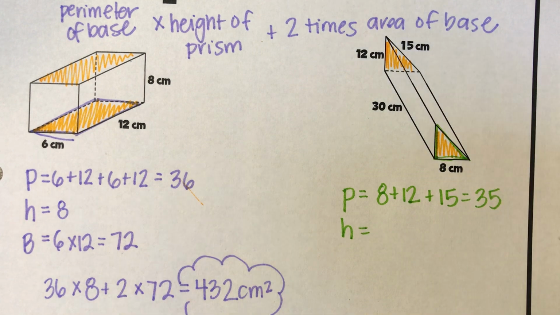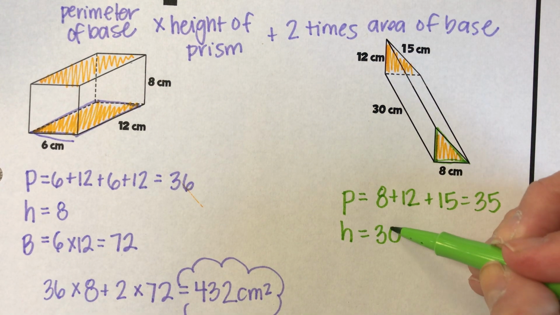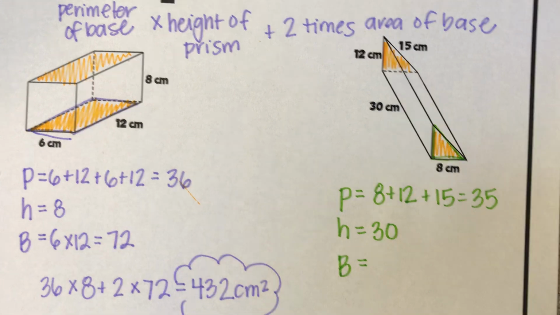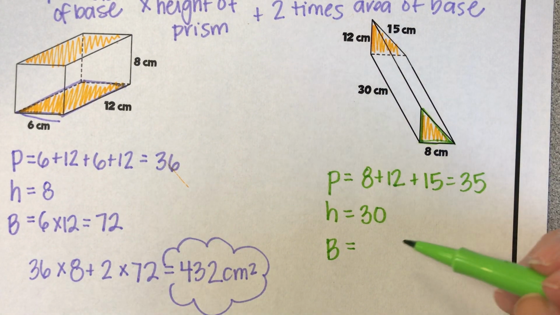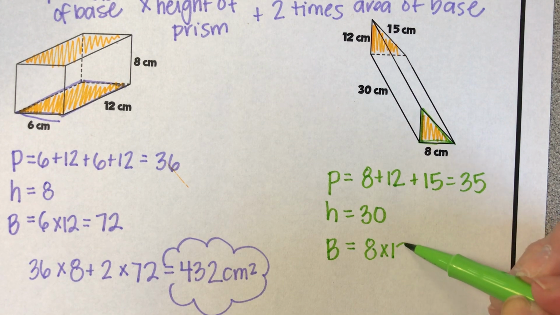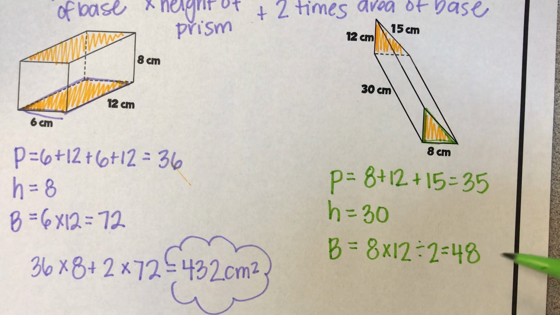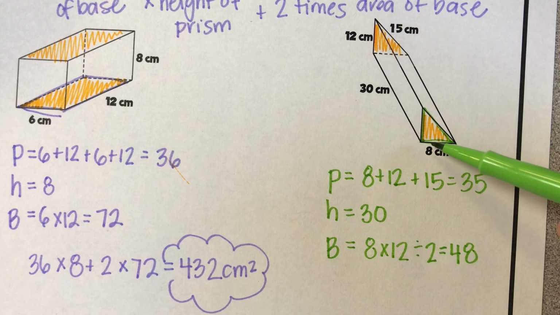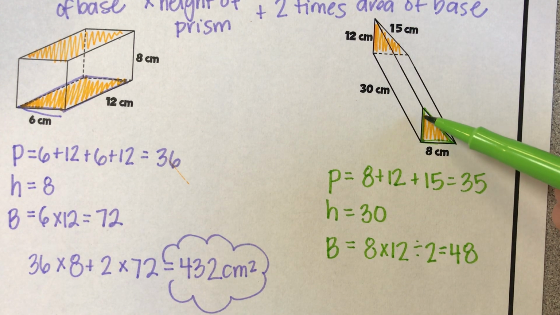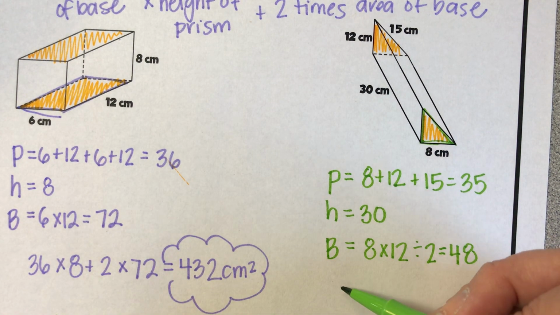The height is what's connecting those two bases. What length is connecting those two bases? 30. And now we need to find big B, the area of that base. This is a triangle, which is base times height divided by 2. 8 times 12 divided by 2, so 48. Okay, so in this formula, when I found the area of a triangle and I'm saying base, it's the base of the triangle. I'm not talking about the base of the figure. Does that make sense?